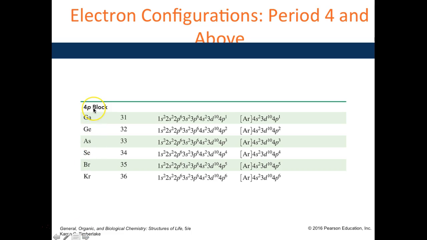And then you have the continuing of the p block from gallium to krypton. And you can see here, once that 4s2 and the 3d is filled with the transition metals, you continue on, and then 3d10, and then 4p1, and so on.